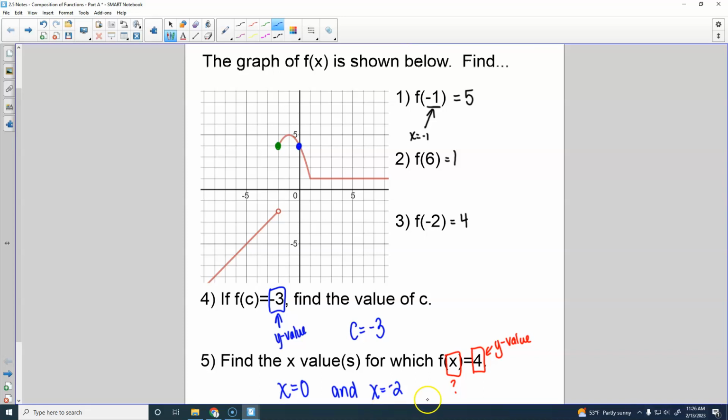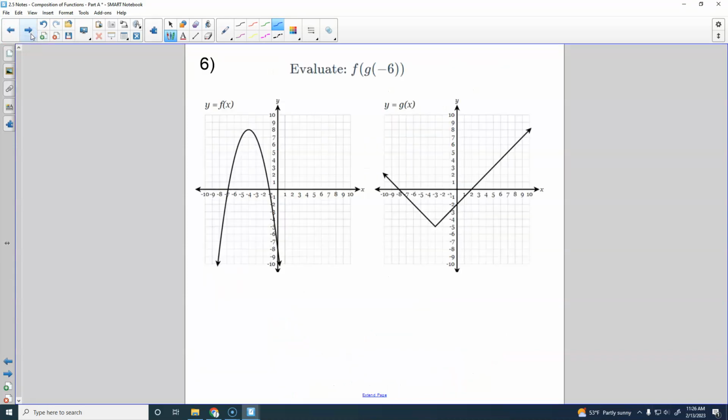Okay, questions? All right, so let's look at what this is going to look like for composition of functions. Composition of functions is when you're plugging a function into another function. So you'll see this. It's going to come from Delta Math tonight. This is going to be what you're doing.